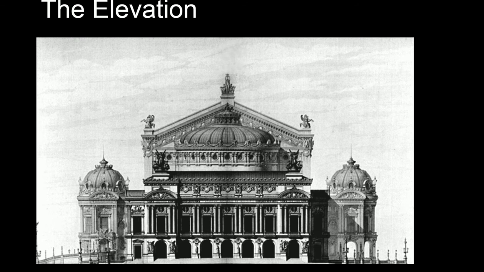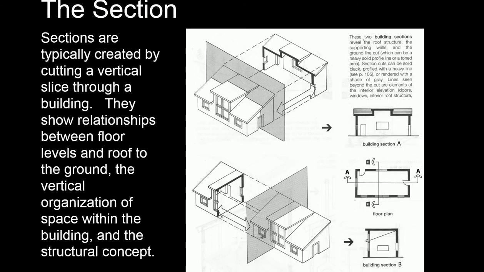All right, the next type of drawing is called a sectional drawing. A sectional drawing is one where you slice through the building. Instead of slicing horizontally and looking down, now you take the building and you slice it vertically and you pull the end off and look in.